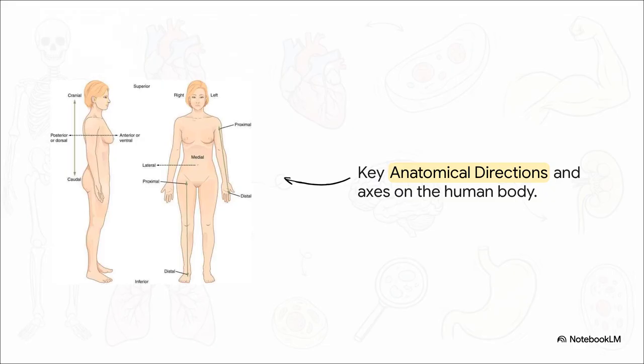Let's project our compass onto a standing figure to really lock in your spatial awareness. We have superior, which means toward the top of the head, and inferior, pointing toward the bottom. If you move away from the midline of the body toward the outside edges, you're moving lateral. Conversely, moving toward the center is medial.